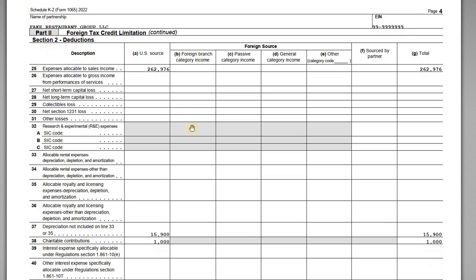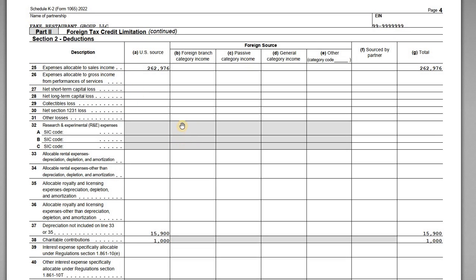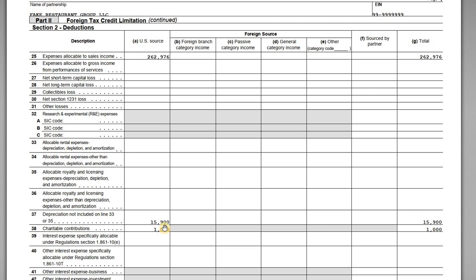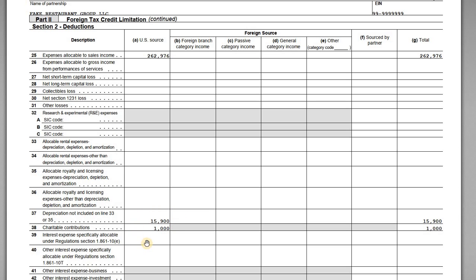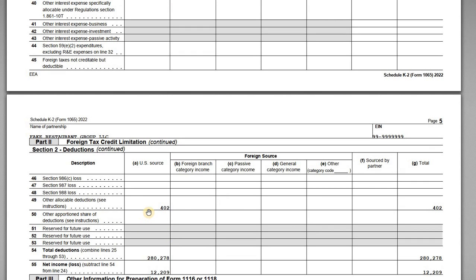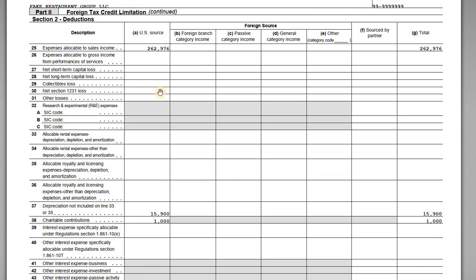And then in part 2, section 2, we have our deductions, right? So the expenses allocable to sales income, those are all the expenses that were deductible on page 1. Minus the depreciation, right? So we separately stated the depreciation here. There's our bonus depreciation. Charitable contributions separately stated here. And then I also separately stated the non-deductible expenses, and then we can attach a statement saying, okay, we have other deductions here, 402, but those are non-deductible. And then basically everything else that was reported on line 1 is lumped into this expense category here, right? The expenses allocable to the sales income.